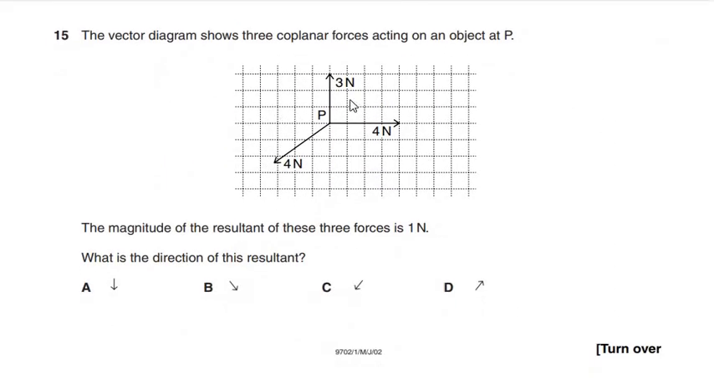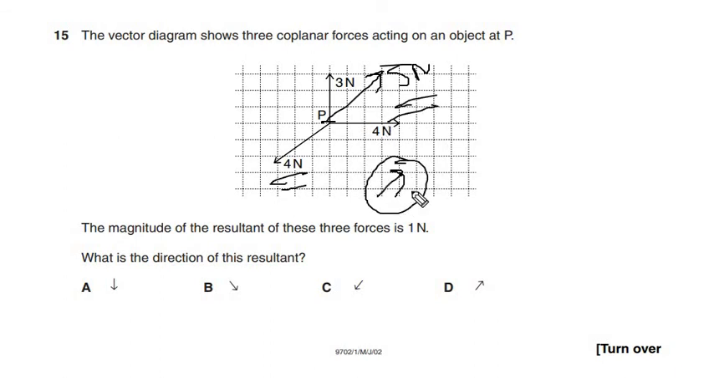Alright, next question, 15. So you have a 3 Newton force in this direction and a 4 Newton force in this direction. If you do Pythagoras of these, you're going to get 3 squared plus 4 squared, 25. Root that, you're going to get a 5 Newton force in this direction. So if you have a 5 Newton force acting in this direction and a 4 Newton force acting in the opposite direction, then obviously you're going to have a resultant of a 1 Newton force acting, right?